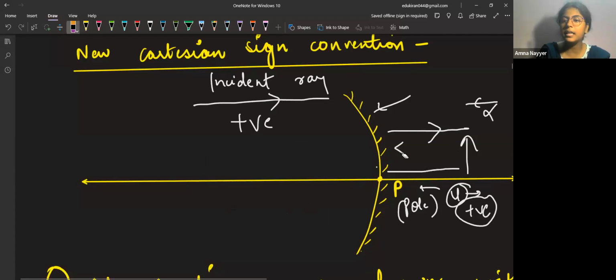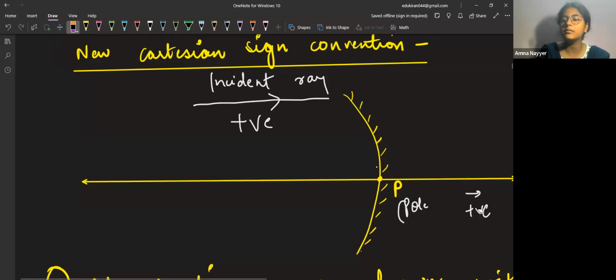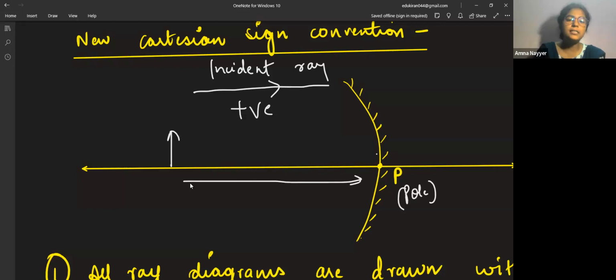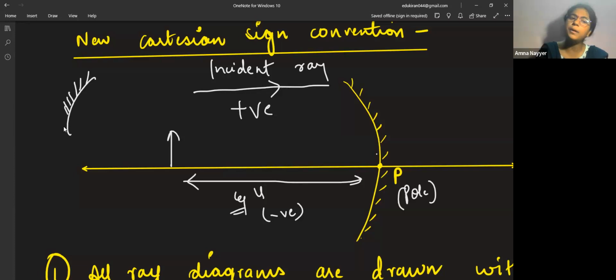The direction of the incident ray is always taken positive, and all the rays which are moving in the opposite direction are always taken as negative. So even if I draw an object over here, I am taking the object distance. Suppose, for example, this object distance will be negative over here because this is an opposite direction. Even if you reverse the mirror, suppose I have taken this part of the mirror.